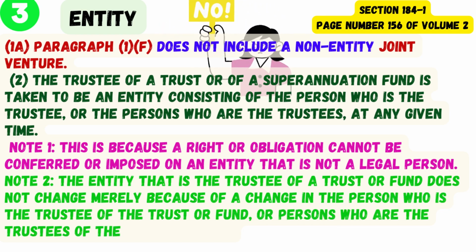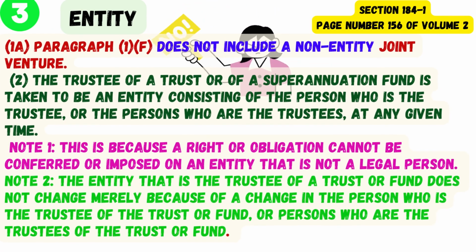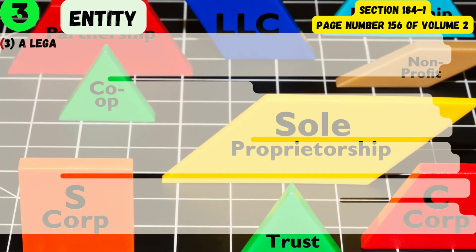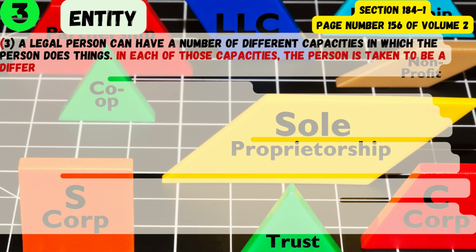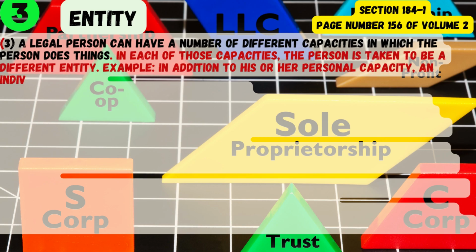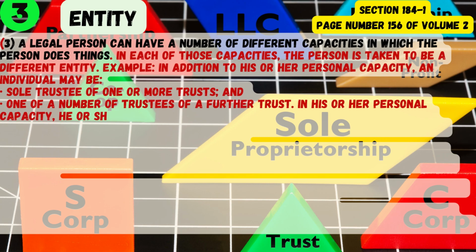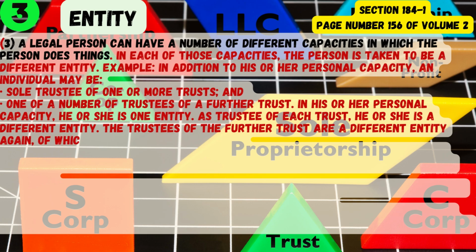Note 2. The entity that is the trustee of a trust or fund does not change merely because of a change in the person who is the trustee of the trust or fund, or persons who are the trustees of the trust or fund. 3. A legal person can have a number of different capacities in which the person does things. In each of those capacities, the person is taken to be a different entity.